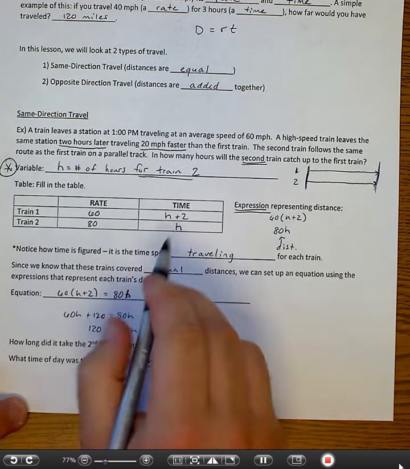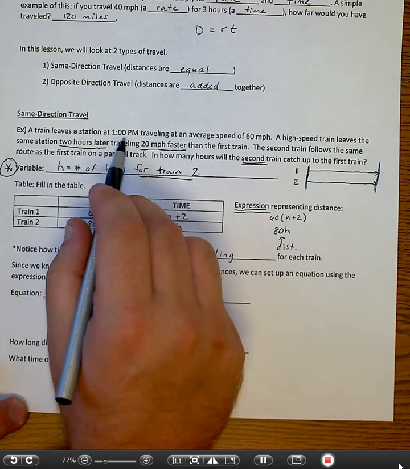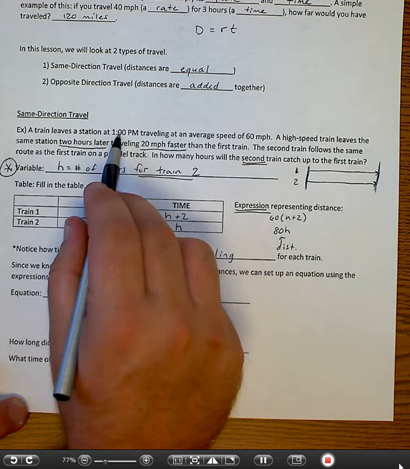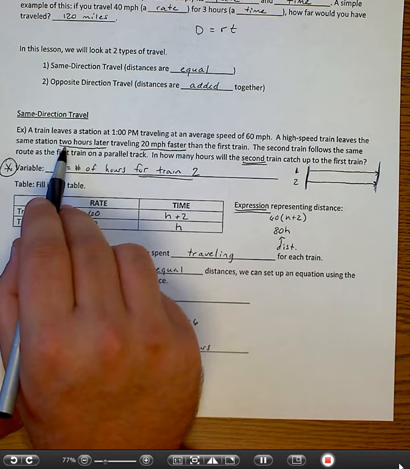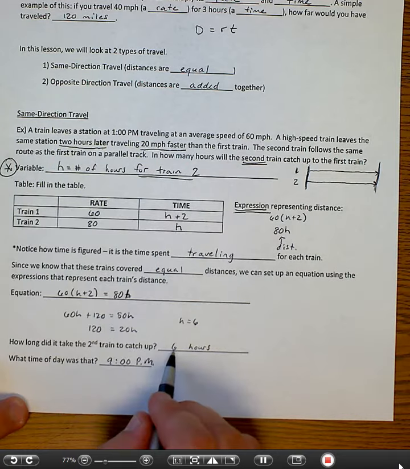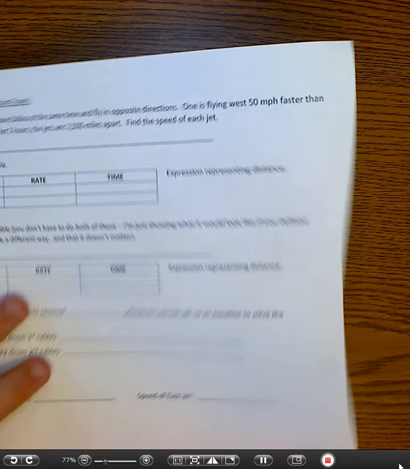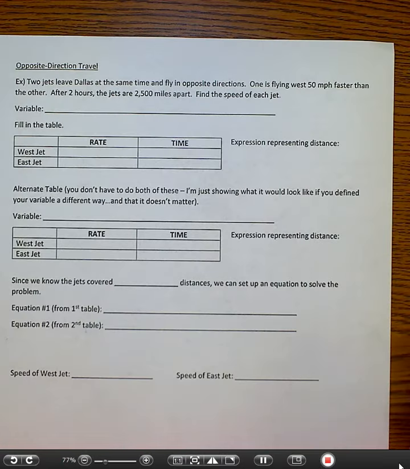If you look at it as far as train 2, if the slow one left at 1, the fast one left at 3, 2 hours later, and traveled for 6 hours. 3 plus 6, 9 p.m. Okay? Now we're going to do opposite direction travel. Okay, I know this is probably confusing, blowing some people's minds, but stay with me if you can.